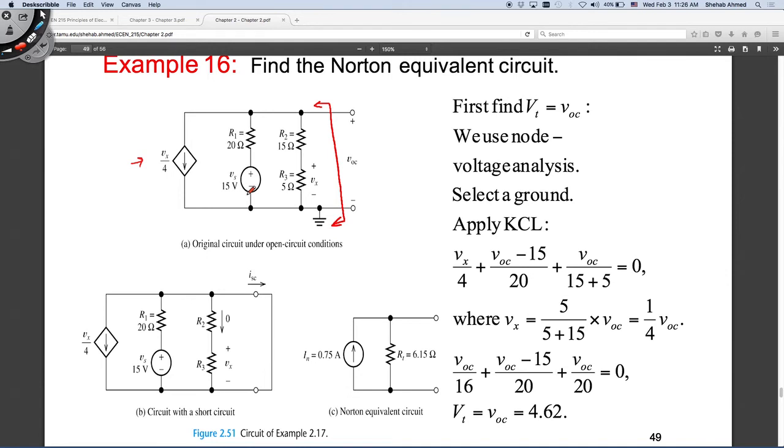And then because we're going to do the short circuit current anyway, that short circuit current is also the Norton current in the Norton equivalent circuit. Okay, so let's go through the process.